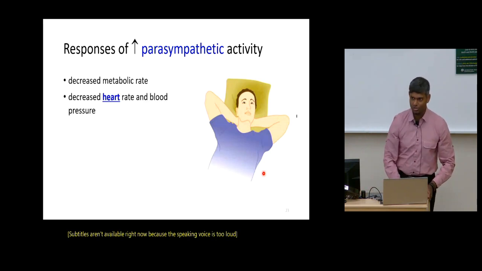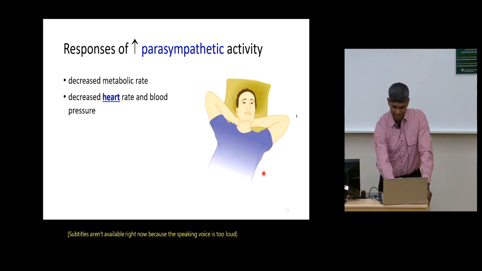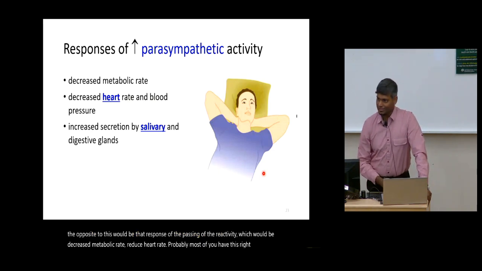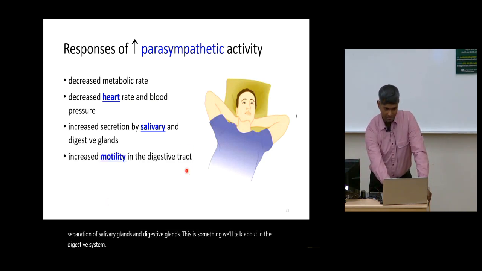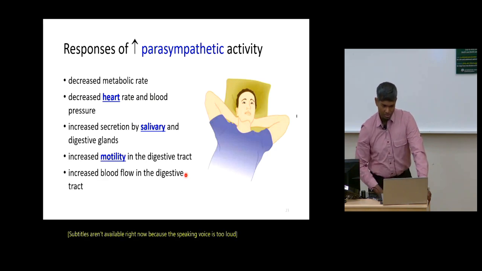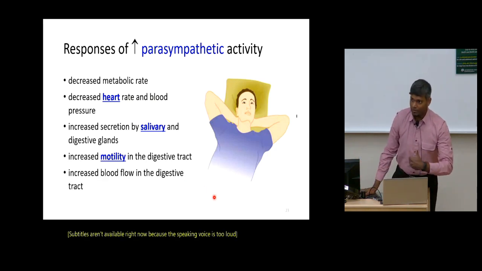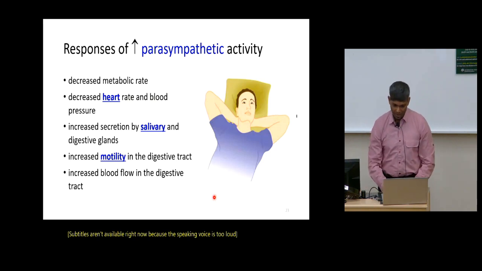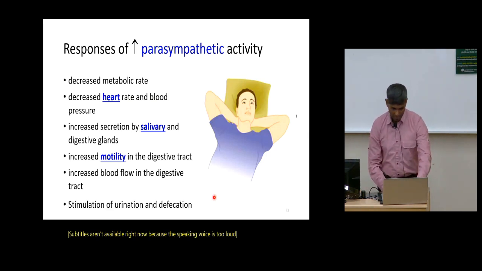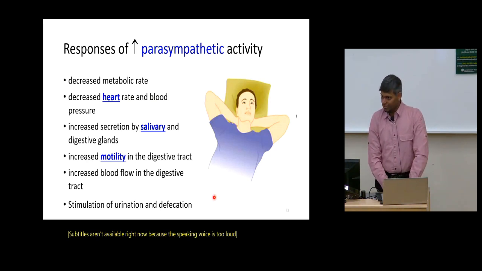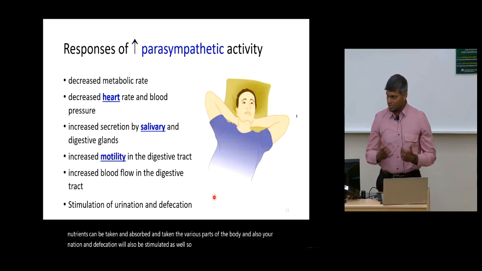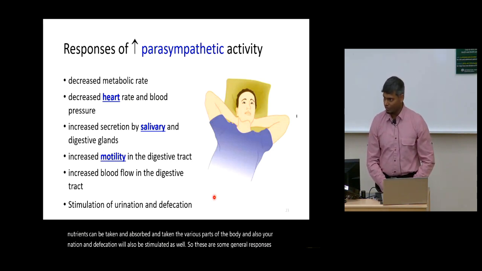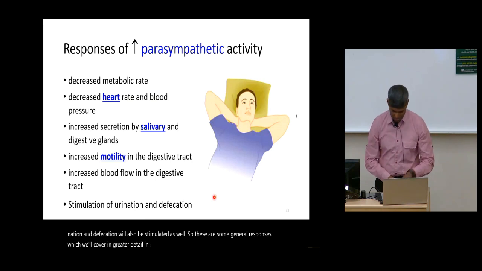decreased metabolic rate, reduced heart rate, probably most of you have this right now, increased secretion of salivary glands and digestive glands. This is something we'll talk about in the digestive system. Increased motility of the digestive tract, and also increased blood flow in the digestive tract, so nutrients can be taken up and absorbed and taken to the various parts of the body. And also urination and defecation will be stimulated as well. So these are some general responses which we'll cover in greater detail in the specific organ systems.